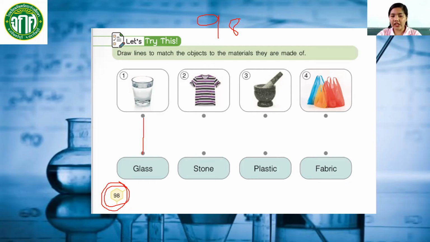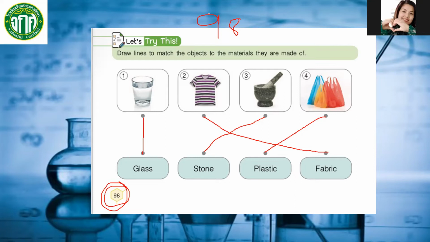Next we have a shirt. This thing is made up of fabric. Next, number 3, we have mortar and pestle. This is made out of stone. Number 4, we have plastic bags. These are made out of plastic. Please draw a line to match the picture and the materials that they are made of. Please tell me if you're finished.